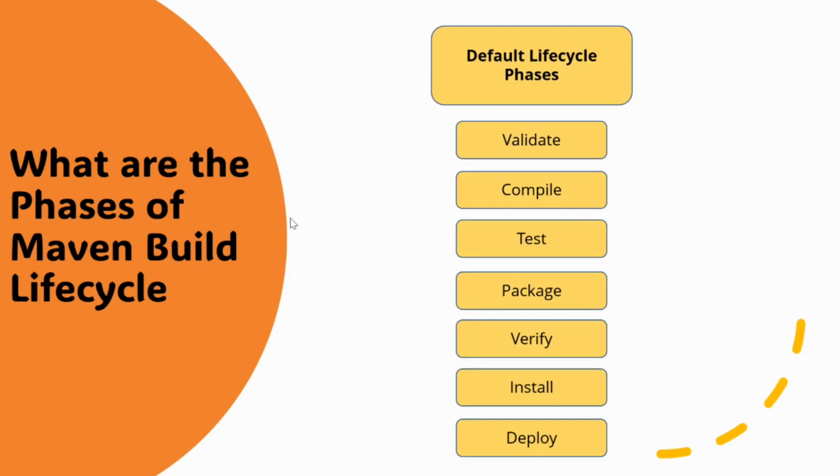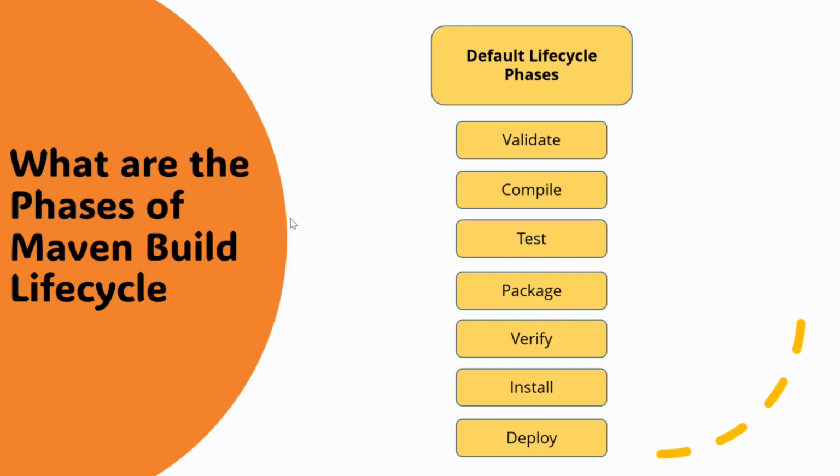Now moving on to what are the phases of Maven build lifecycle. So there are several phases like validate, compile, test, package, verify, install, and deploy. Let's go through them one by one. Validate. So this step validates if the project structure is correct. For example, it checks if all the dependencies have been downloaded and are available in the local repository. Compile. It compiles the source code, convert the .java files to .class files, and stores the classes in the target or the classes folder.